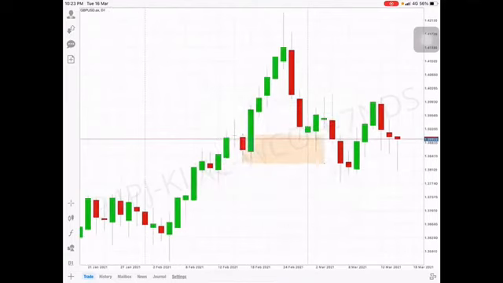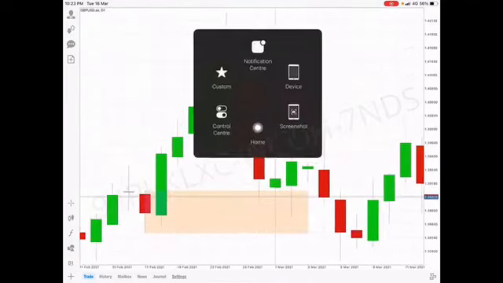Okay. What is this? Bullish engulfing. You can't see anything.